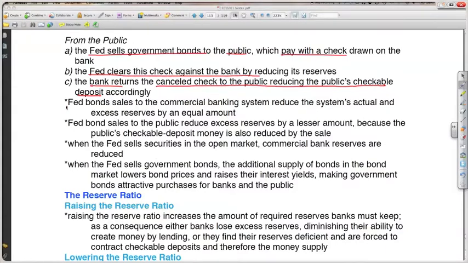So here, Fed bond sales are going to reduce the system's actual and excess reserves by an equal amount when they're selling bonds to commercial banks. But when the Fed sells bonds to the public, it's going to reduce it by a lesser amount. So when the Fed sells securities in the open market, the commercial banks' reserves are going to decrease or become reduced.